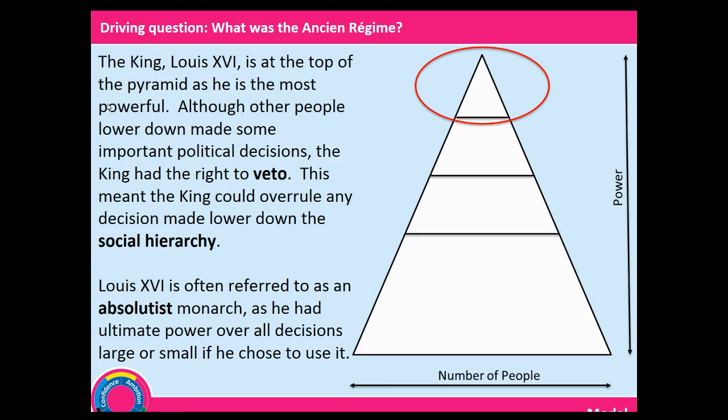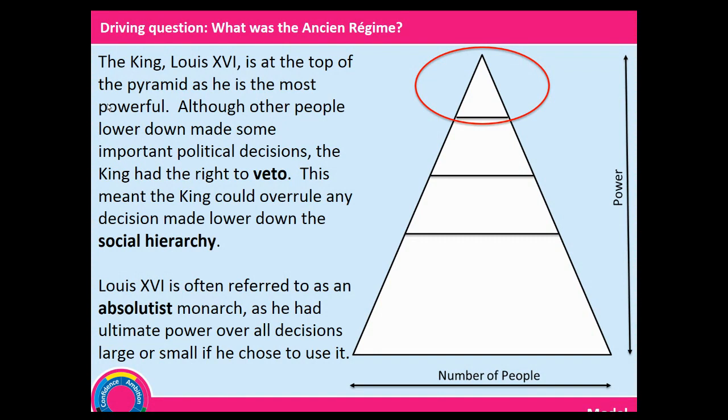To show how the Ancien Regime is structured, I'll be using a pyramid. The higher up the pyramid, the higher up the social hierarchy, and therefore the more powerful you were. The wider the pyramid, the more people belong to this group. For example, there is just one king, but many thousands or millions of people who belong to the estates below him.